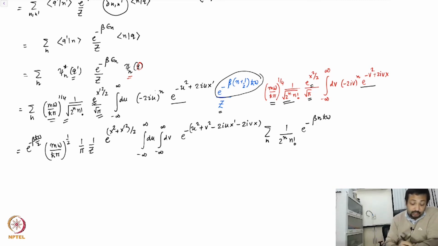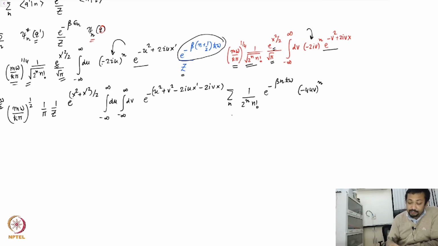Not only that, now you also have this term and this term. So this term together, the minus and minus gives you plus, 2 gives you 4, but you have an i square, so that this is minus 4uv raised to the power n.